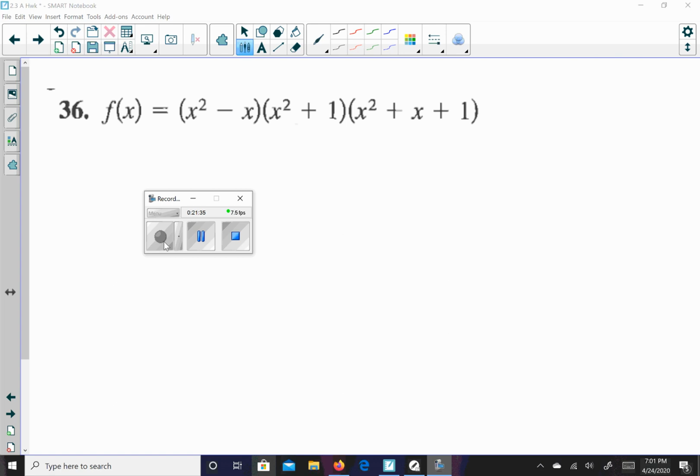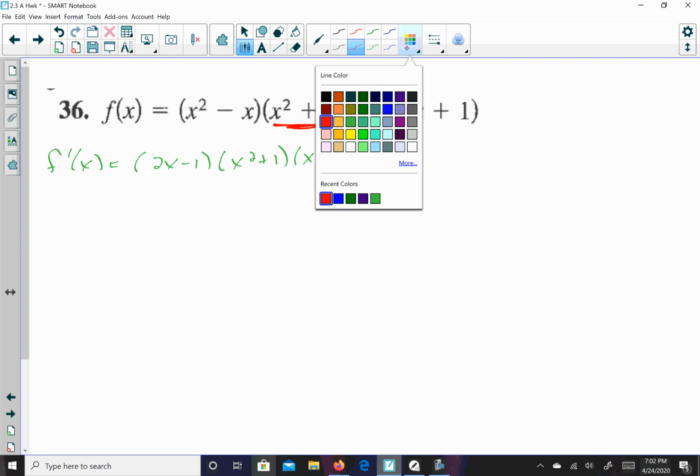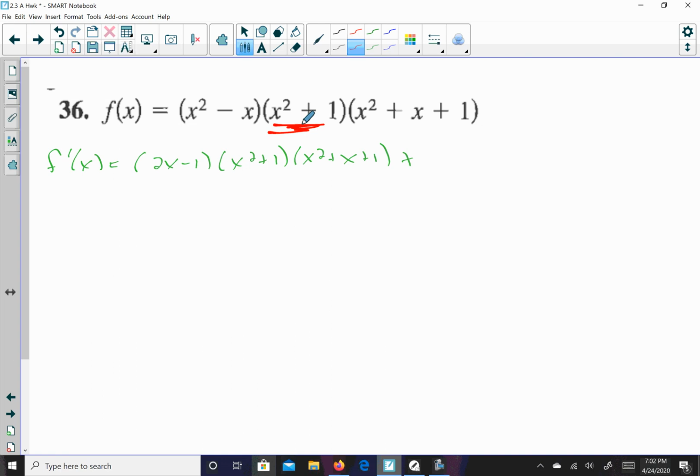Okay, number 36, you're finding the derivative and you're multiplying three things times each other. So in order to find this derivative, there's two ways to do it. One way is if you leave these all as products, you're going to say the derivative, and we'll just go in order. I'm going to take the derivative of the first one. So the derivative of the first one will be 2x minus 1. Leave the other two factors alone. Then to do the second one, I'm going to take the derivative of the second factor, and then everything else stays the same.